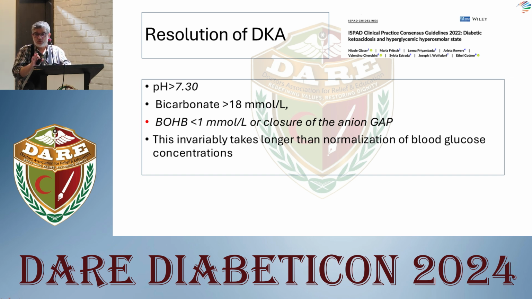If the acidosis is going on, you will continue insulin therapy till your pH is more than 7.30, bicarb is more than 18 millimoles per liter, and your beta hydroxybutyric acid levels are less than 1 millimole per liter, or if you are not able to measure this, just look at anion gap. If your anion gap is less than 12, normal anion gap, that means you can safely stop your insulin therapy.